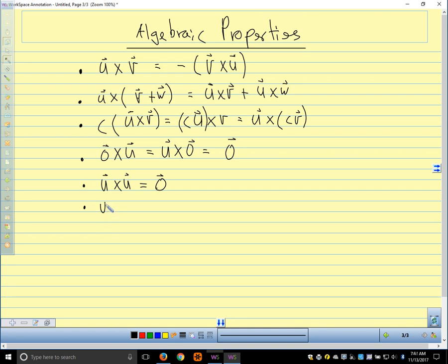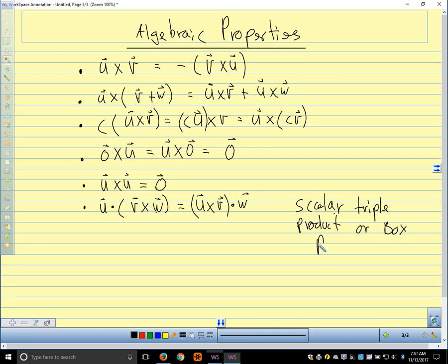And then there's this special product: v cross w dotted with u is the same as u cross v dotted with w. We call this the scalar triple product, or the box product. I'll explain why it's called the box product in just a minute.